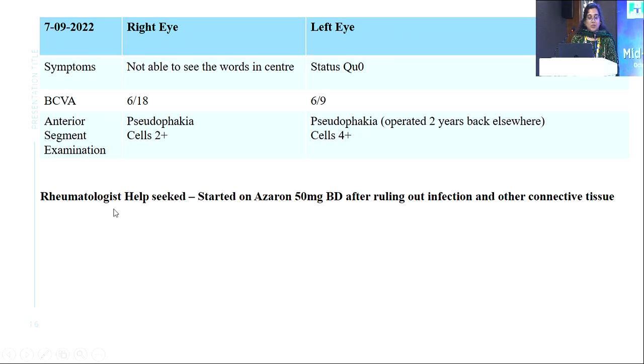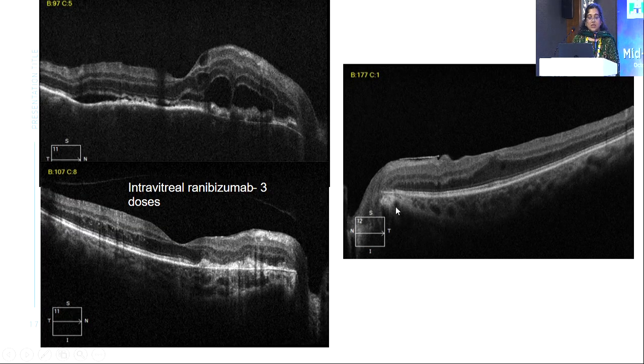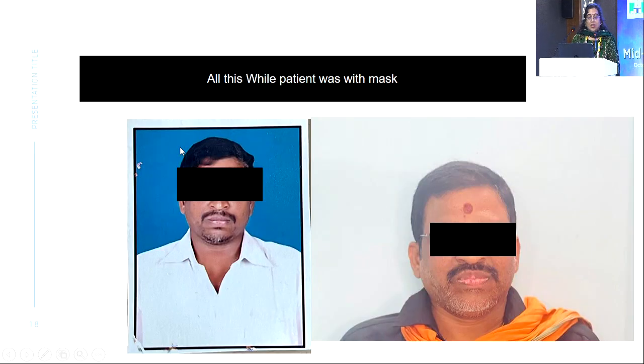So then we sought the rheumatologist's opinion, thinking he should be started on an immunosuppressive, and he was started on azathioprine 50 mg BD after ruling out infection and other connective tissue disorders. And we concurrently injected him with ranibizumab, 3 doses.